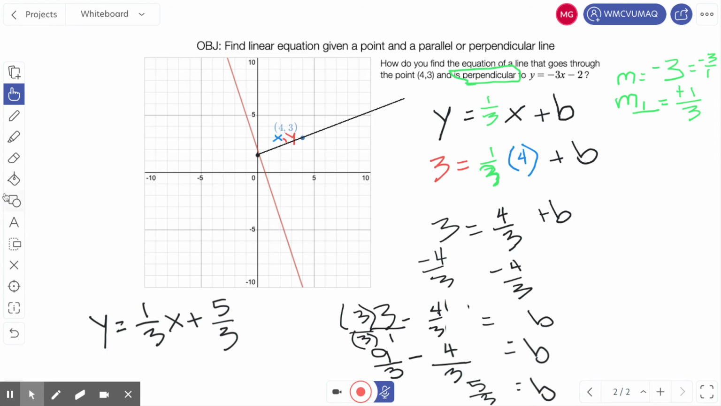Excellent. It looks pretty much like a right angle, which isn't proof. Remember, looks aren't proof. But we know the equation is the opposite reciprocal, so we did well. Good job.